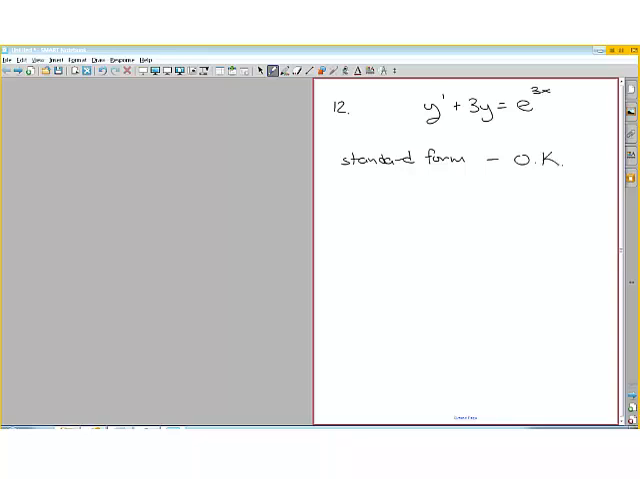Identify p of x and q of x. So p of x is the coefficient in front of the y. So p of x in this case is equal to 3, and q of x is just what's on the right-hand side, e to the 3x.